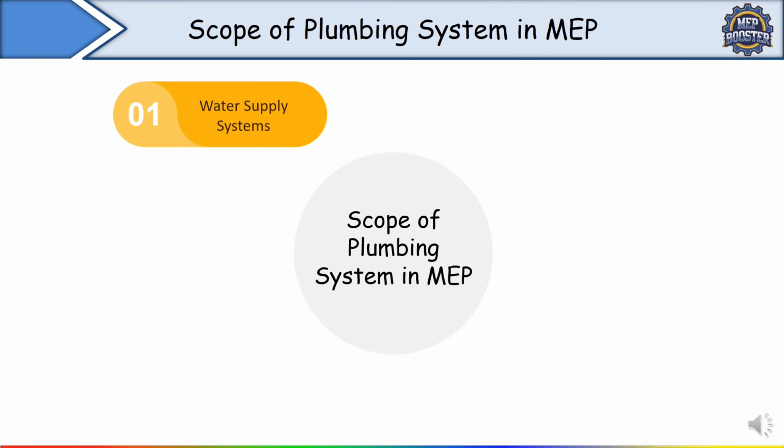Here the first one is water supply system. Under water supply system we have to discuss potable water distribution, cold water systems and hot water systems, all of you know that. Cold water supply includes the piping, pumps, storage tanks and control systems necessary to provide potable water to all fixtures and appliances. Hot water supply involves water heaters, tank or tankless, piping, circulation pumps and insulation to supply hot water to fixtures.